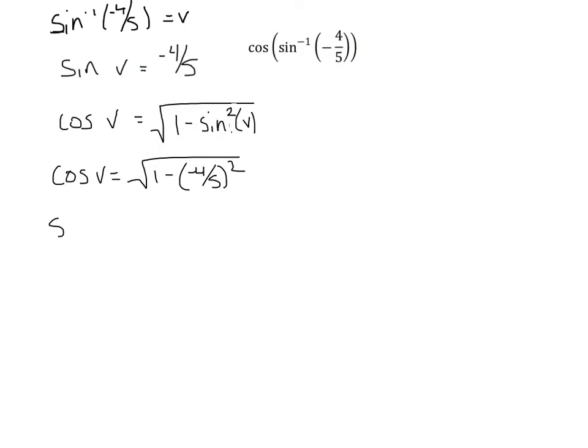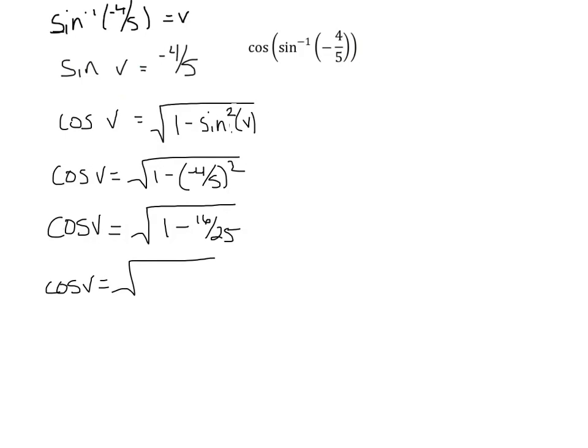So then what I find out is that the cosine of v is equal to the square root of 1 minus 16/25. So that is 25/25 minus 16/25 is 9/25, which gives us positive or negative 3/5. Now, because the sine of this value is negative 4/5, it's a negative number, that means we've got to be in quadrant 4. So our answer is equal to positive 3/5.